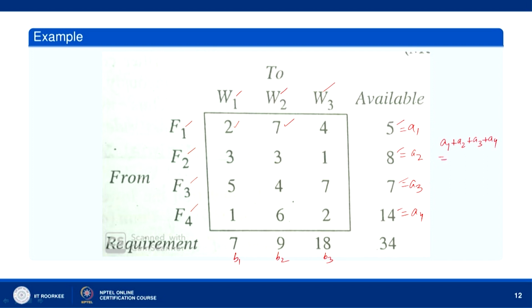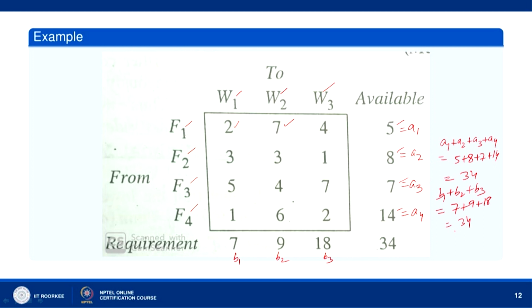So, total quantity that is available is 5 plus 8 plus 7 plus 14, that is equal to 13 plus 7, 20 plus 34. Okay. And what is the quantity that is required at the 3 warehouses? B1 plus B2 plus B3, that is equal to 7 plus 9 plus 18. Okay. So, this is also 34.